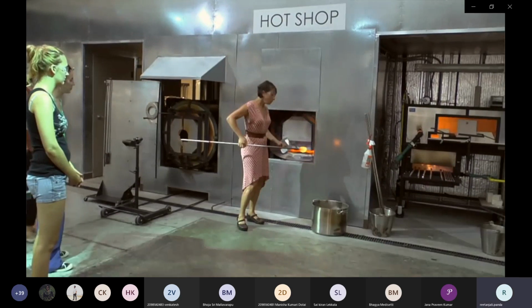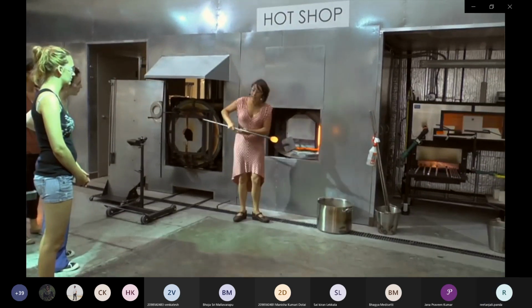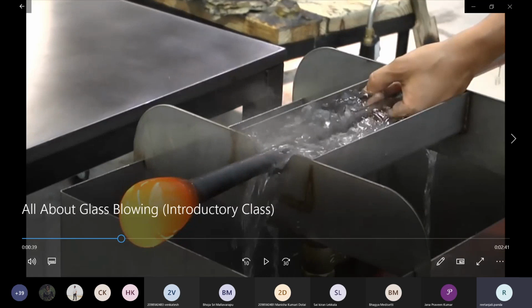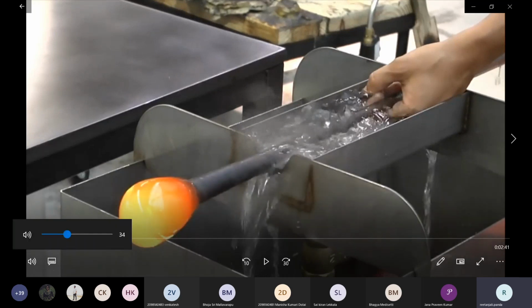Okay, now you see, at the tip you can see they have this molten glass over here. Okay, you can see here, this is the molten glass.